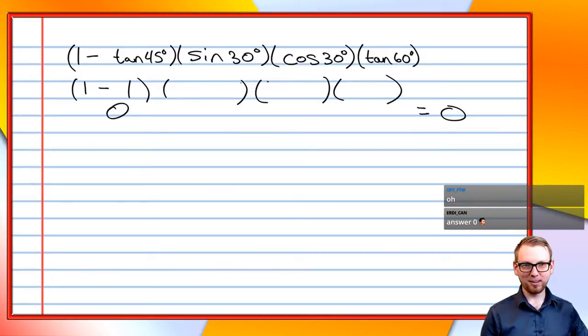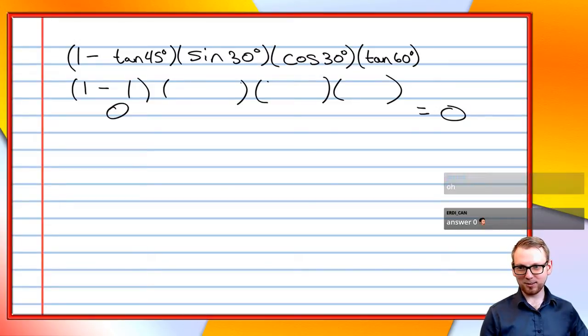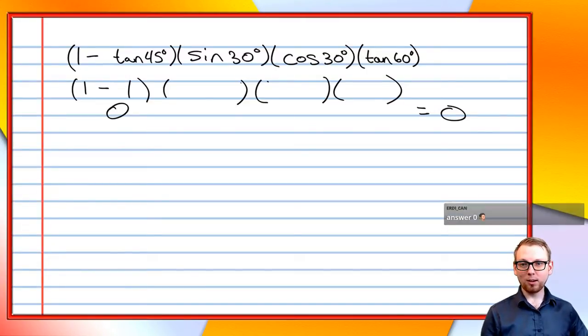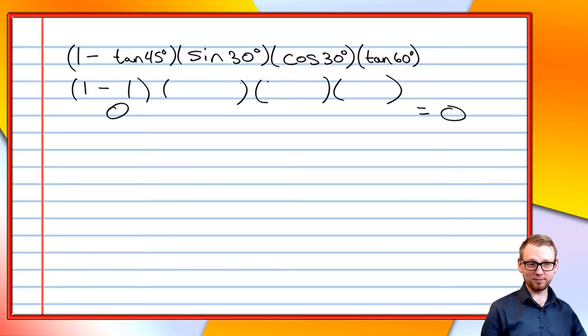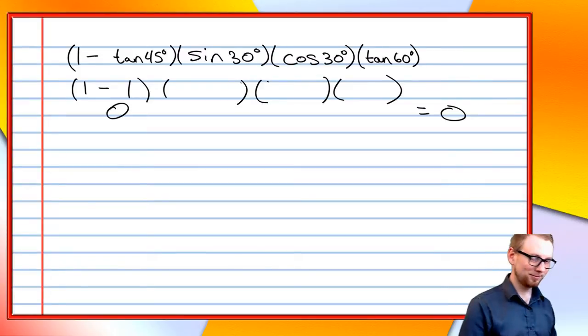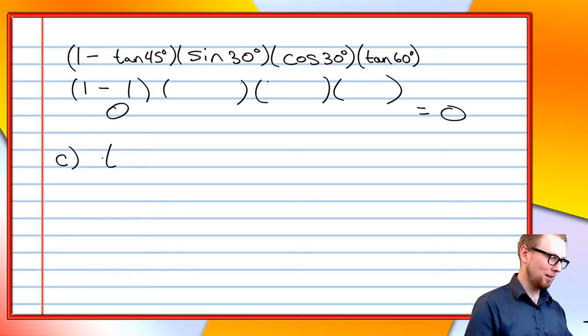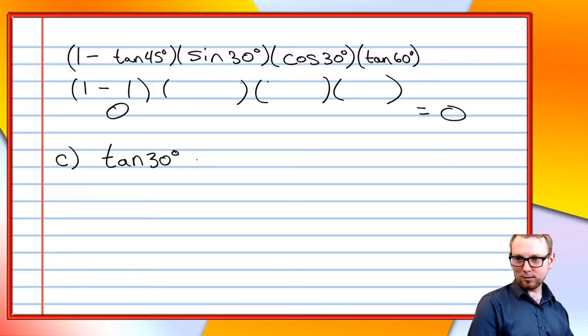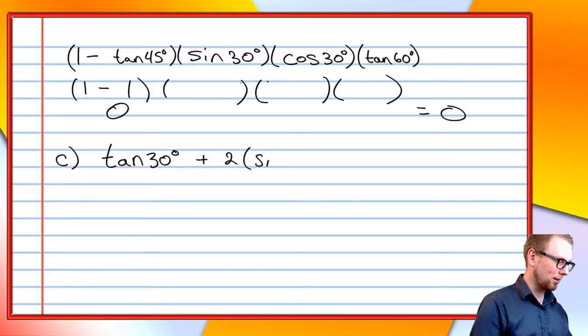Okay. Let's see, what else do we have here? Yeah, tan of 45 is 1. Wow, that's hilarious. The C question: tan of 30 degrees plus 2 times sine of 45 degrees, cosine of 60. Okay, but tell me this now.